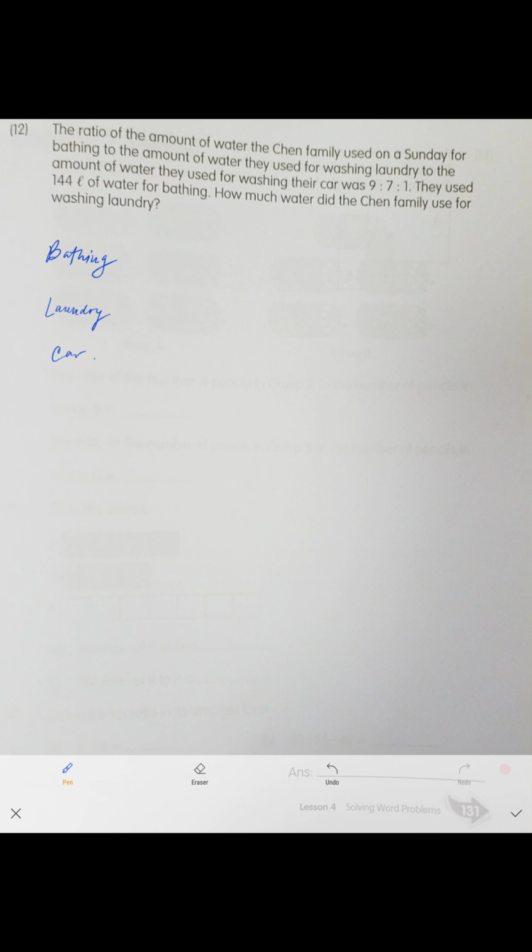Okay, the ratio of the amount of water the Chen family used on a Sunday for bathing to the amount of water they used for washing laundry to the amount of water they used for washing their car was 9 to 7 to 1. Right? They used 144 liters for bathing. How much water did the Chen family use for washing laundry? Okay, you have total water and you have 3 different ways of how they spent it, right? They took bath, they did laundry, and they washed their car, right? And you have your ratio, 9 to 7 to 1, right?